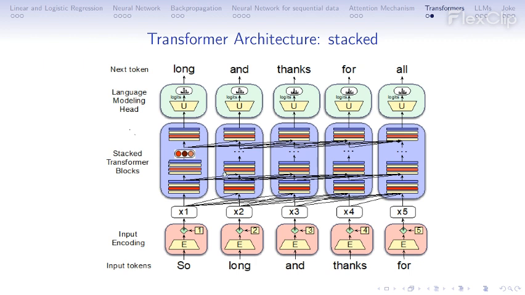Here you see the stacked transformer block. This is also from the Attention Is All You Need paper. You have input tokens, and an embedding or input encoding, embeddings x1 and x2. Then these two are layer normalizers. This is the multi-head attention, and you have the feed forward output. You see each is connected to the other.